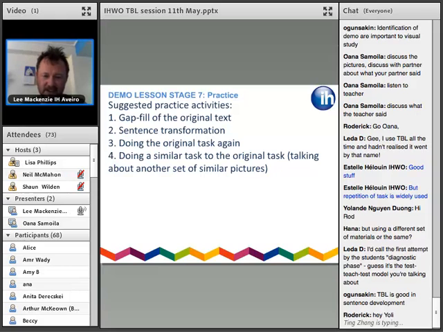Test, teach, test. Yeah, I mean, there's an overlap between test, teach, test, and task-based learning. And you could argue the first task is a diagnostic. It's also an opportunity for students to notice the gap between the first time they do the task and the second time they do the task.